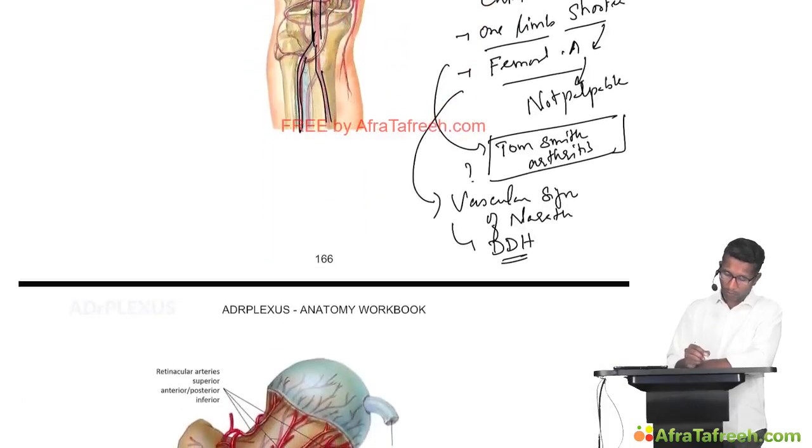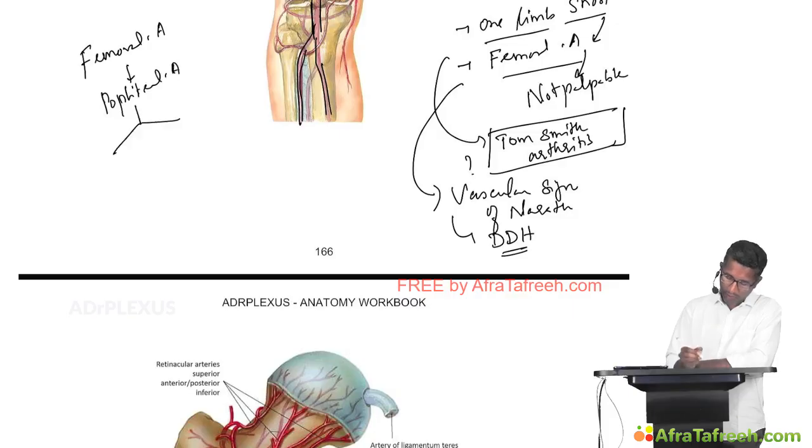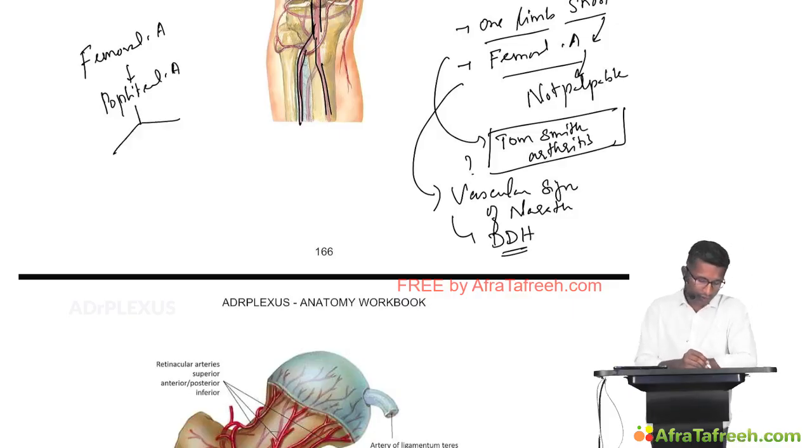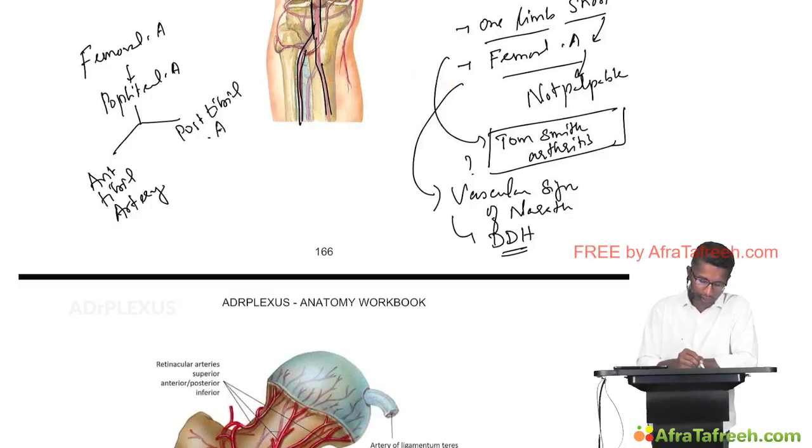So what is happening to the popliteal artery? The femoral artery continues as the popliteal artery. The popliteal artery in the leg divides into two branches. One is called the anterior tibial artery, which goes to the anterior compartment of the leg, and it also gives rise to the posterior tibial artery, which goes to the posterior compartment of the leg. This artery also gives a branch which runs along the fibula, which is called the peroneal artery.